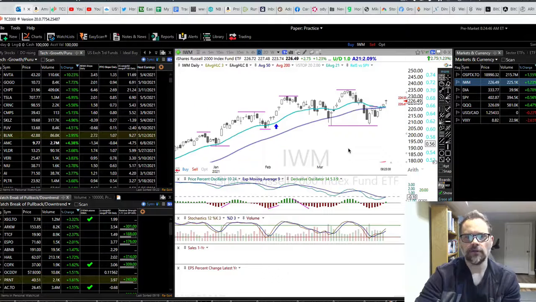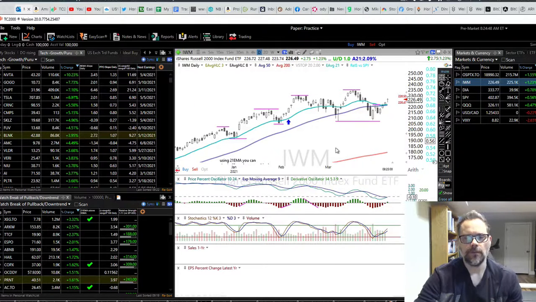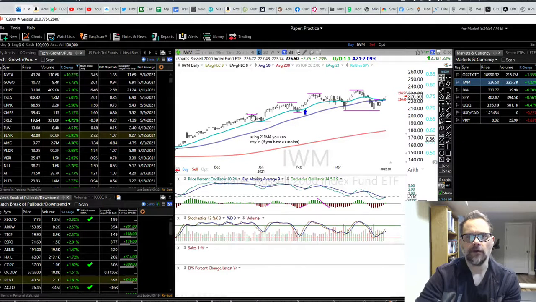What I use to determine the health of an index is to look at higher highs and higher lows. So I've got this little line, and you can see that we have higher highs, and then the low. Every time you have a pullback, you get this low. The lows are increasing, and we kind of have a double bottom here.